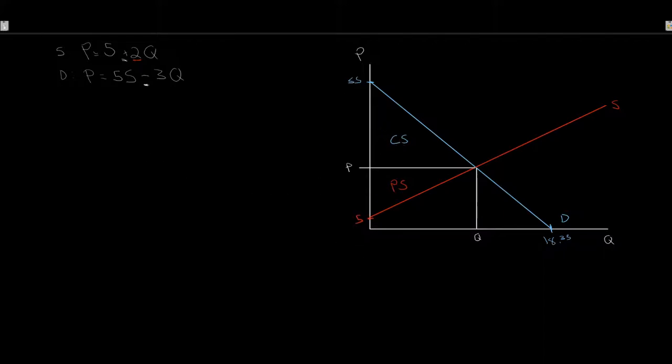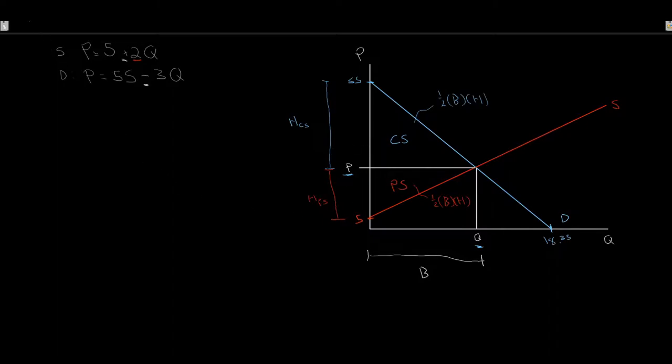Well, keep in mind, these are just triangles. So consumer surplus is 1/2 base times height, and producer surplus, another triangle, is again 1/2 base times height. Well, what's my base? What's my height? For both of these, our base would be just between 0 and Q. Our height for each respective one would be between 5 and P for my producer surplus, and for my consumer surplus, my height would be between P and 55. So, hopefully we can see that to calculate this, I need to find out what P is and what Q is. So I need to solve for my equilibrium before I can solve for my surplus.